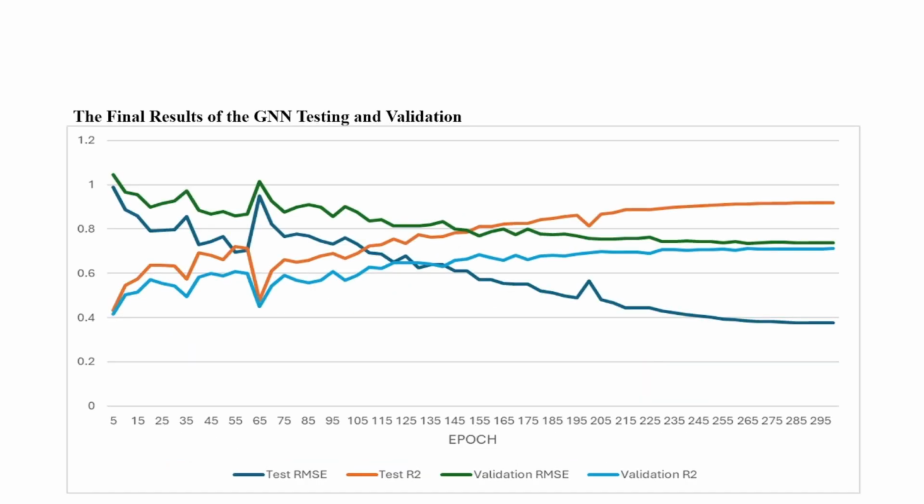This is the result of the GNN model over 300 epochs, and these are very good results. It's showing that the RMSE, which is the root mean square error, has reduced over time. Validation R squared, which is the correlation between the molecules and the binding score, did improve. These two scores alone show that the GNN was very efficient at predicting binding affinity scores.